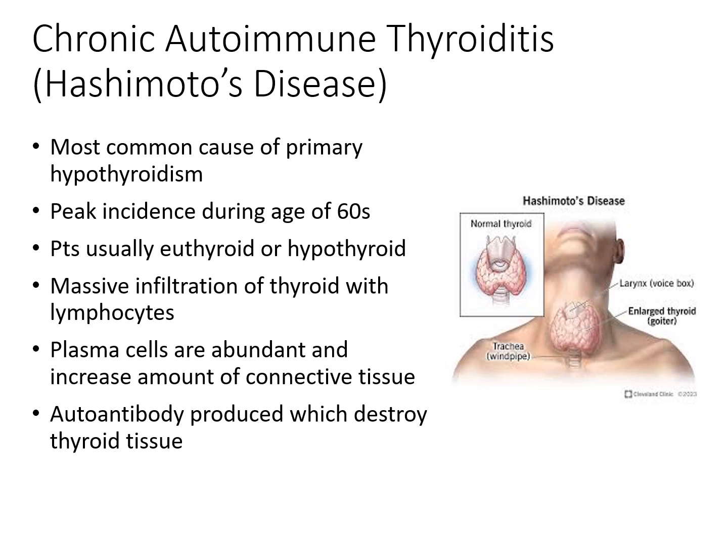The thyroid gland will undergo massive infiltration by lymphocytes, which are the immune cells involved in inflammation. In addition to the lymphocytes, plasma cells are abundant in the thyroid tissue and can contribute to an increase in connective tissue, which can lead to gland fibrosis and enlargement. This disease is considered autoimmune in nature, with the production of autoantibodies that attack and destroy thyroid tissue, impairing its ability to produce thyroid hormones.